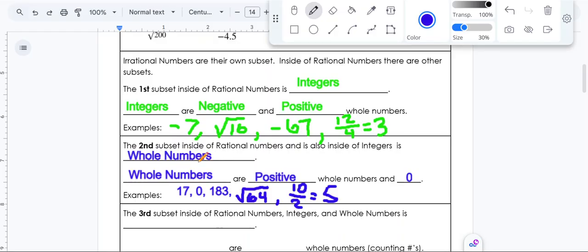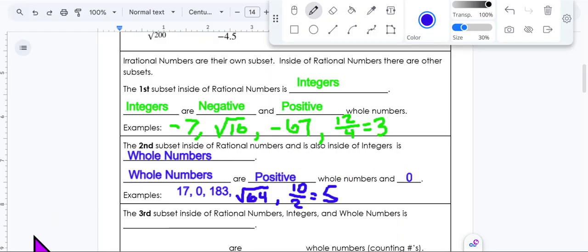Now remember, whole numbers are also integers, right? But not all integers are also whole numbers. If you have a negative whole number, it would only be an integer and rational. It will not be a whole number. Whole number has to be positive whole numbers. No fractions unless it simplifies to a whole number, and no decimals. All right? And the whole numbers also include 0. Remember I said 0 looks like a whole number. That's an easy way to remember it.